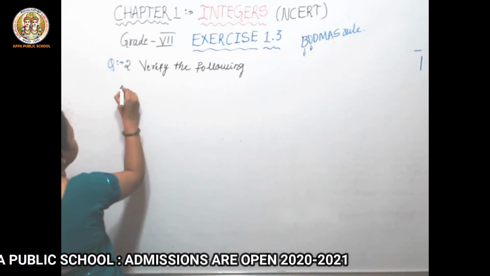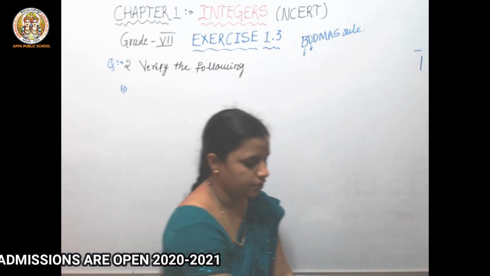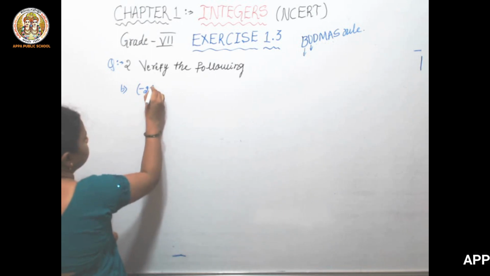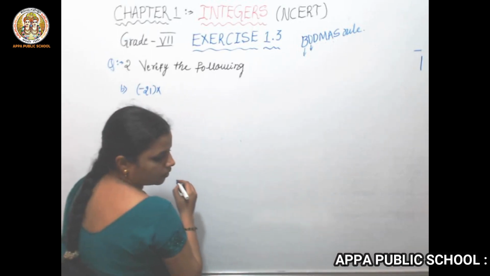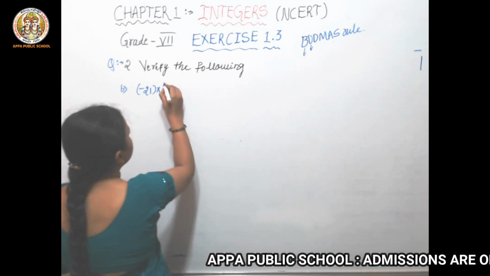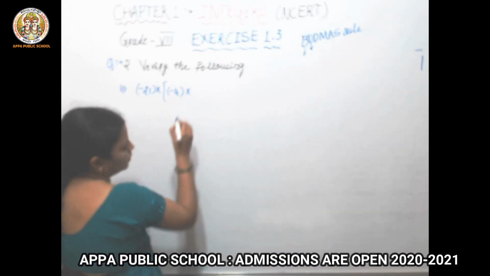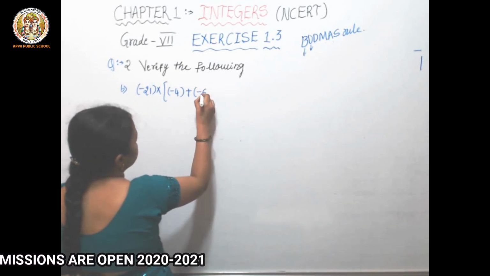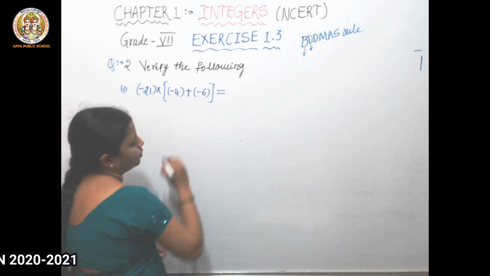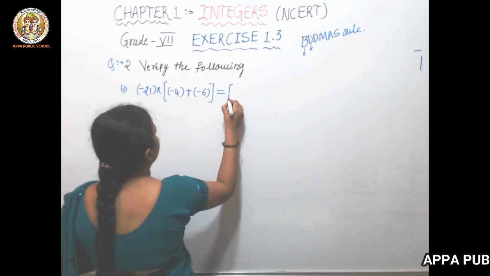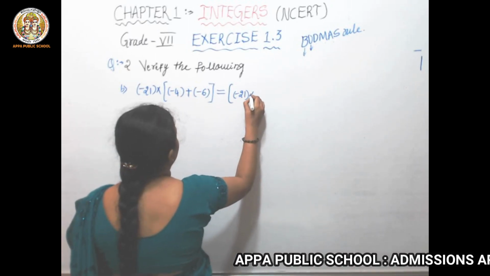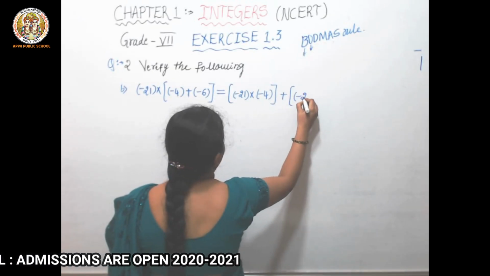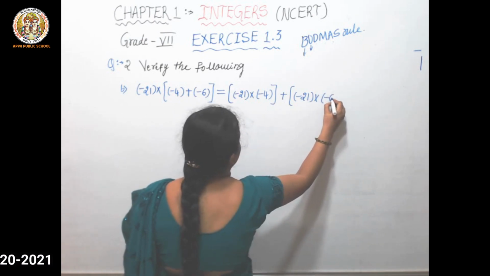B is the question: minus 21 into (minus 4 plus minus 6) is equal to minus 21 into minus 4 plus minus 21 into minus 6.